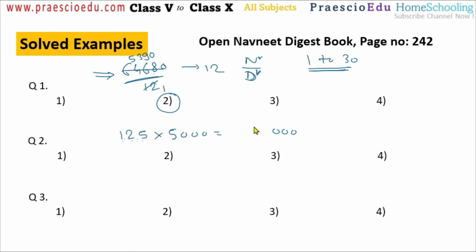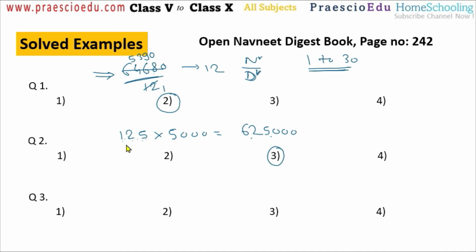So 5 multiplied by 5 is 25, 2 will carry. 5 times 2 is 10, plus 2 is 12. 2 here, 1 carry. 5 times 1 is 5, and plus 1 means 6, okay? So here it is 6,25,000, and this is given in option number 3. So option number 3 is correct.